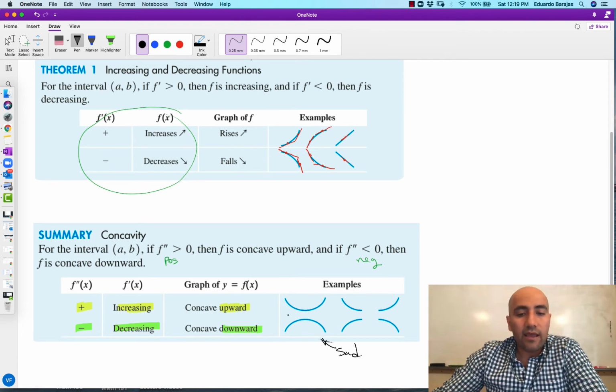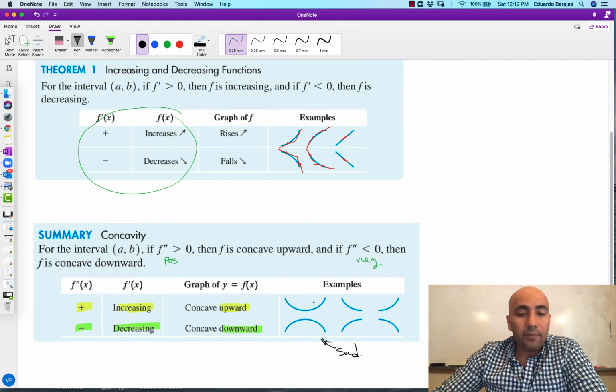So a sad graph is concave downward. It's very sad, and it's depressing, so it's decreasing. And it's got nothing good to say. It's very negative. Negative second derivative, depressing, decreasing first derivative, concave downward, sad graph.